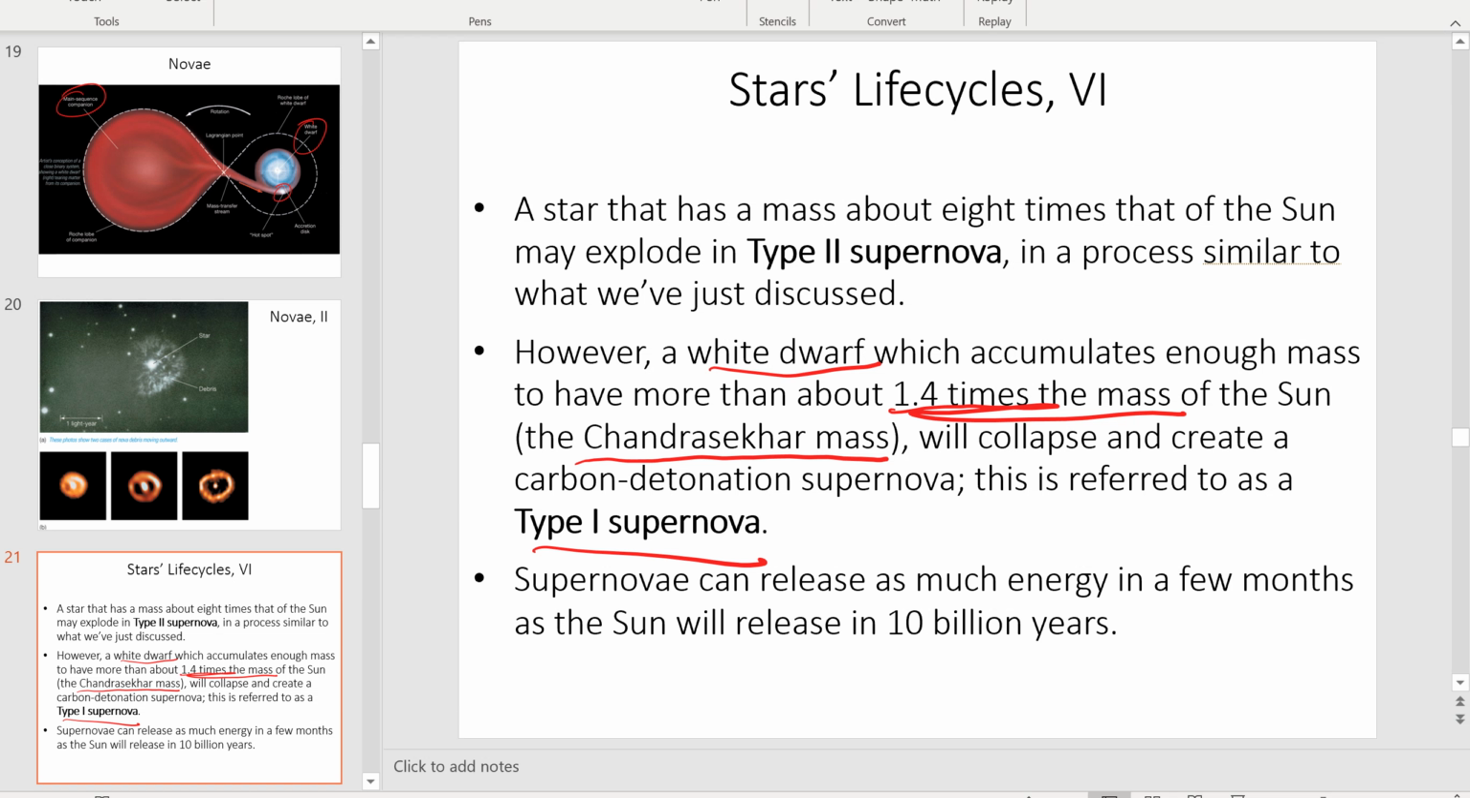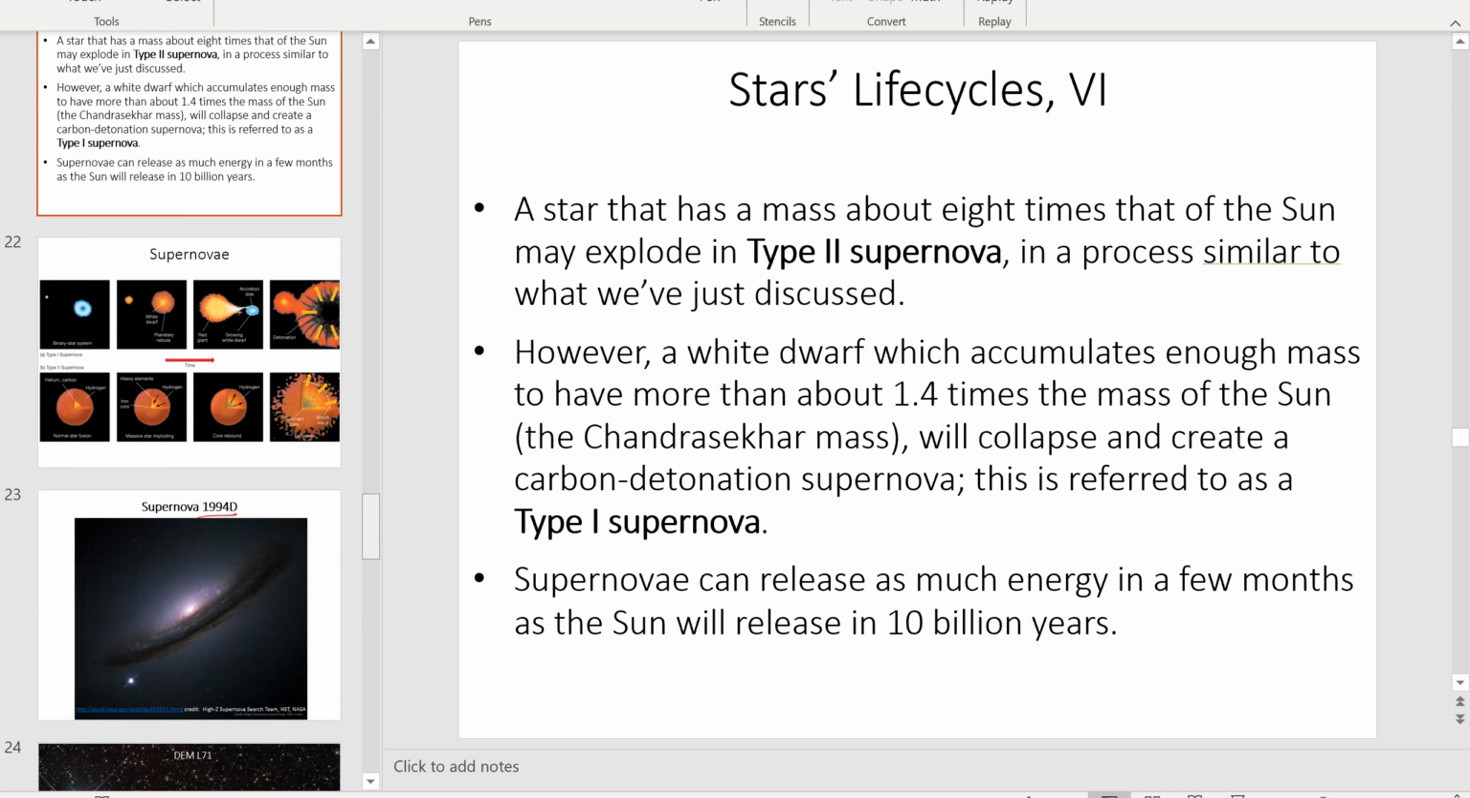And this can occur when a white dwarf has a main sequence partner and it's stealing gas from its partner, and then it steals so much gas that its mass becomes greater than about 1.4 times the mass of the sun. So it gobbles up all kinds of mass, and then it collapses in on itself. Supernovae are so energetic that they can release as much energy in a few months as the sun releases in 10 billion years. 10 billion years of fusion in just a few months.